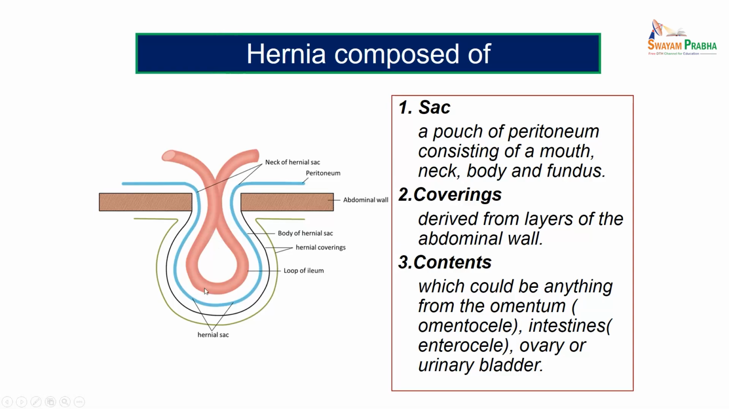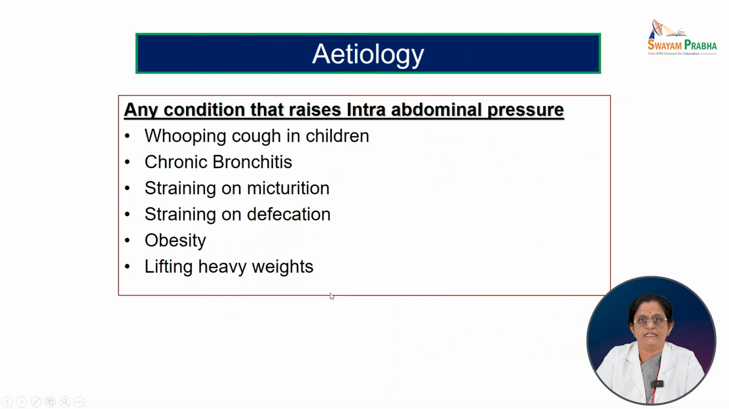and it has got a content. You can see here a loop of ileum. It can be omentum, then it is called omentocele. If it is intestine, it is called enterocele. It can also be herniation of ovary or urinary bladder. Hence, a hernia has got a sac, it has got a covering, and it has got a content inside. This is the composition of a hernia.